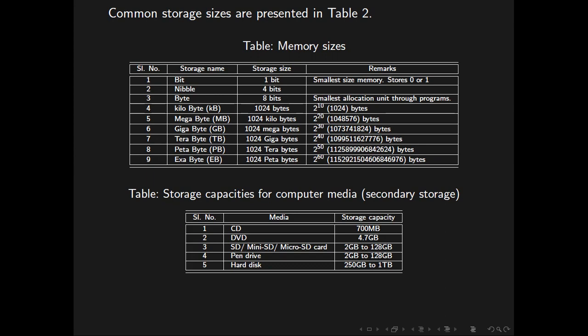4 bits combined together form a nibble. 8 bits form a byte. Then 1024 bytes, 1 kilobyte. 1024 kilobytes, megabyte. 1024 megabytes, gigabyte. 1024 gigabytes, terabyte. 1024 terabytes, petabyte. 1024 petabytes, exabyte. Whereas we are now in the era of terabytes.